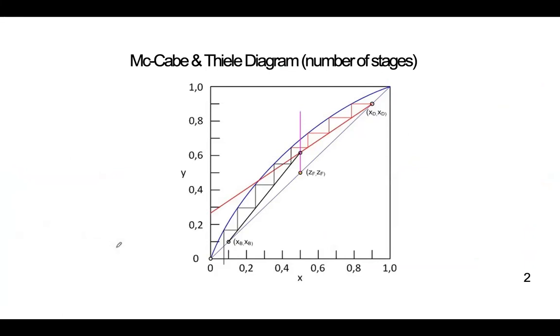Okay, so first, what are the steps to construct the diagram? First, we have to locate the feed, and also the product composition that we want. Locate the feed, ZF, also locate the product, distillate, and also the bottom. The next step is we can also draw the Q line there.